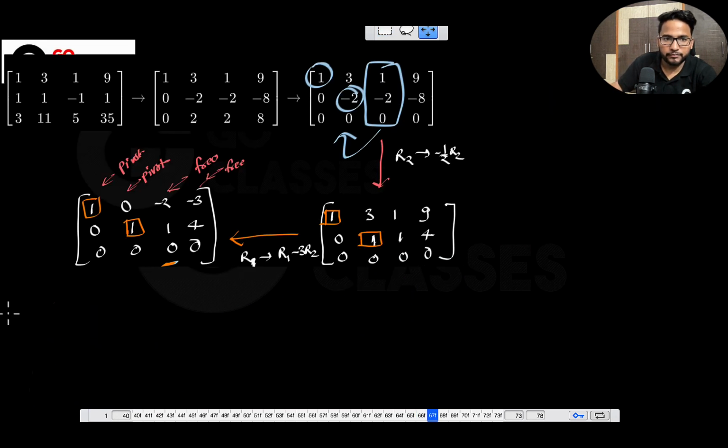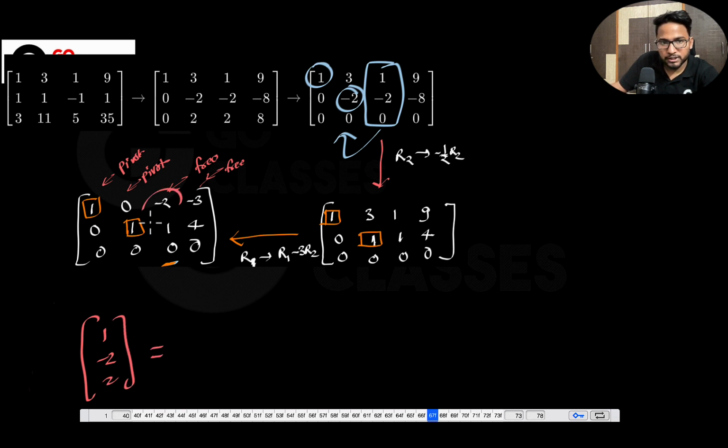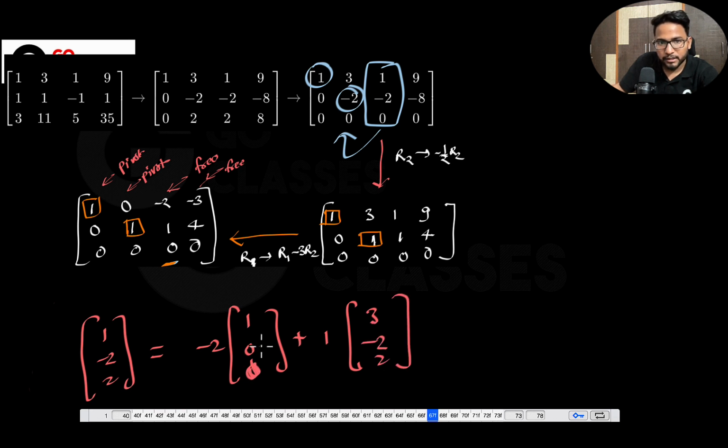I have told you that you can represent any of these vectors, 1, minus 2, 2, as a linear combination with coefficients. The linear dependency is minus 2 times the first vector, which is 1 0 0, plus 1 times the second vector, which is 3 minus 2 2. Let's just check it: minus 2 plus 3 is 1, 0 minus 2 is minus 2, 0 plus 2 is 2, isn't it?